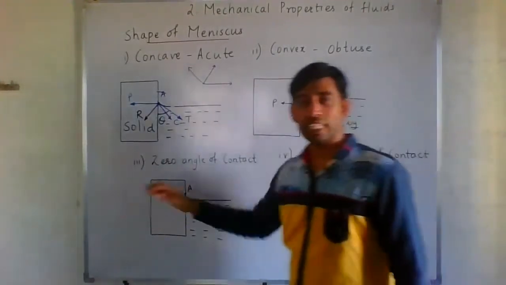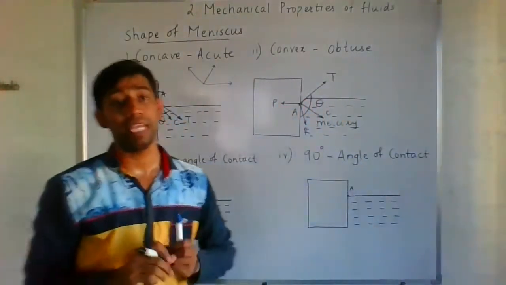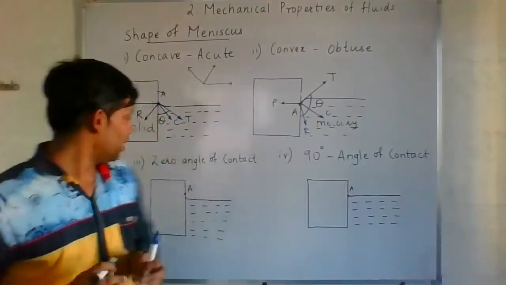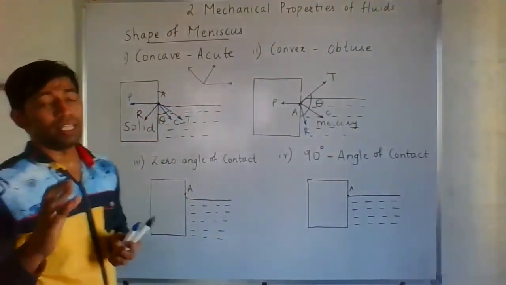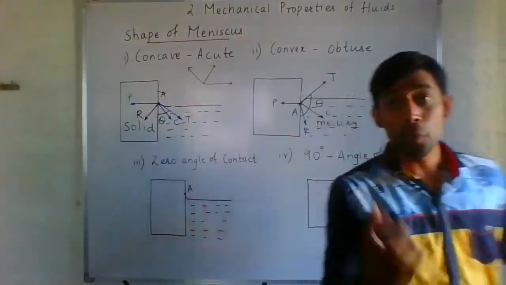Let's move on to the next part, which is angle of contact equal to 0. Now, angle of contact can be 0 in case of pure water.